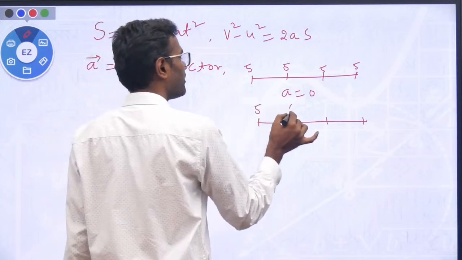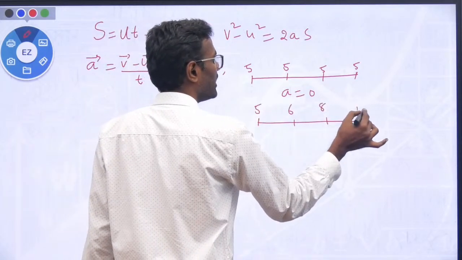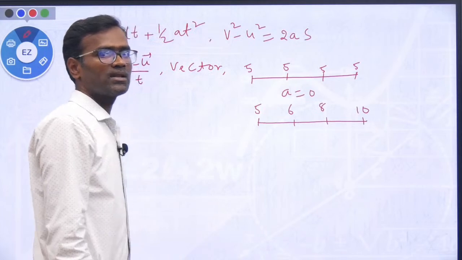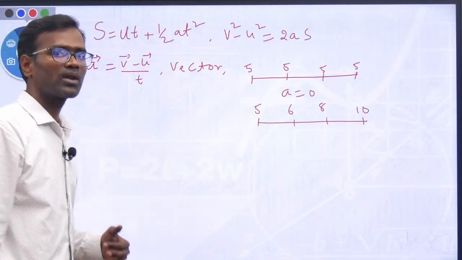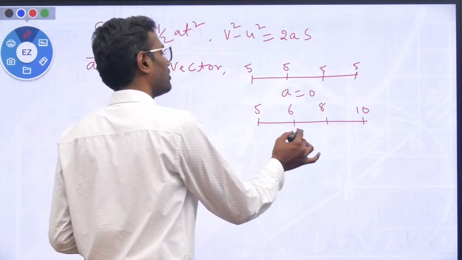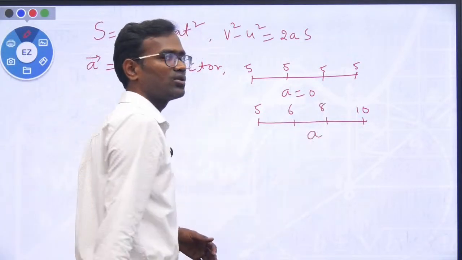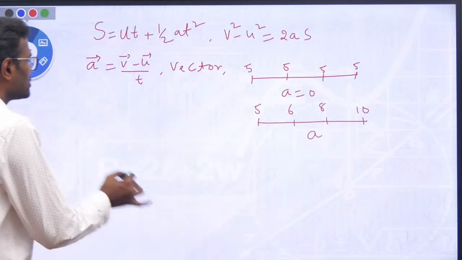Same particle, same straight line, but with change in velocity. Speed increases from 5 to 6, 6 to 8, 8 to 10. Then we can say this is an accelerating body, with increasing velocity. So in this case the body is said to be accelerated. So next point.